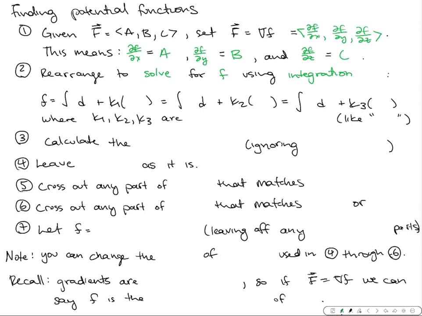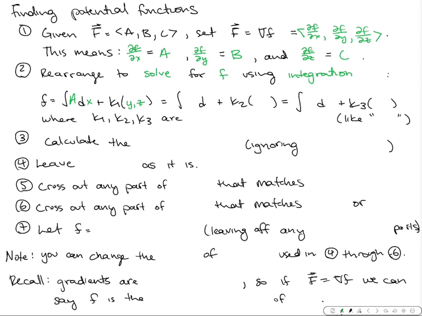Okay, so if we integrate both sides of these three equations, what we get is that from the first one, f should be equal to the integral of A with respect to x. And then I'm going to go ahead and fill in that there's also this k1 of yz that I'll describe more later, but it's a constant that comes out of your integral.